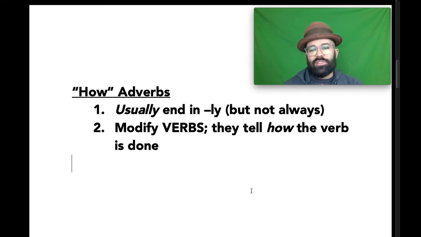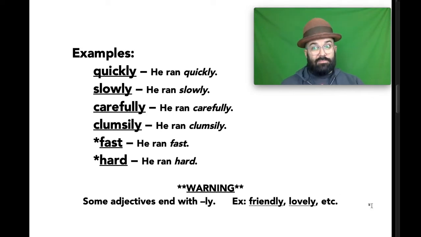And once again, of course, these tell how the verb was done. Let's look at some examples. There's a bunch for this one, but you should still write them down. Pause if you need to. Quickly, slowly, carefully, clumsily, fast, hard. These are all adverbs that modify and tell how the verb was done. And they are the ones that are considered descriptive in nature. He ran. How did he run? Quickly. Or he ran slowly. He ran carefully. He ran clumsily. These adverbs give us a little bit more information about how that verb was completed.